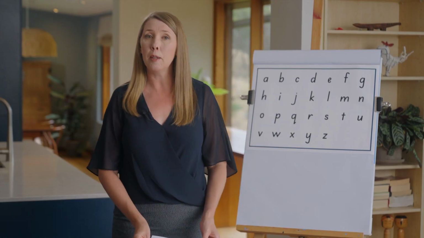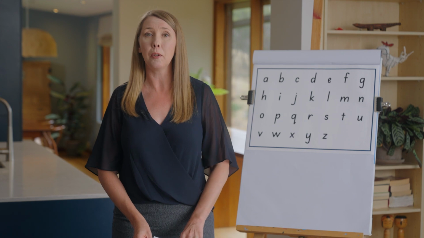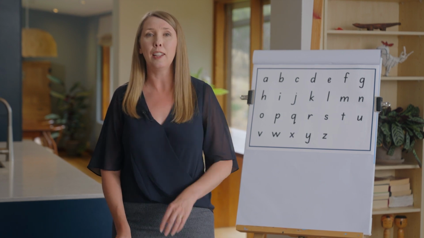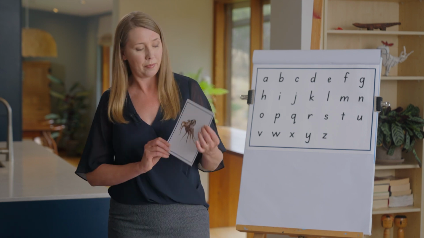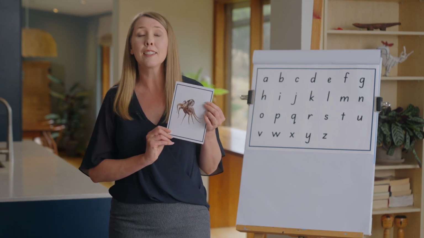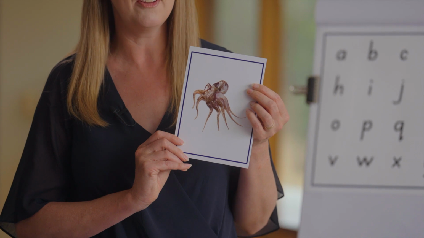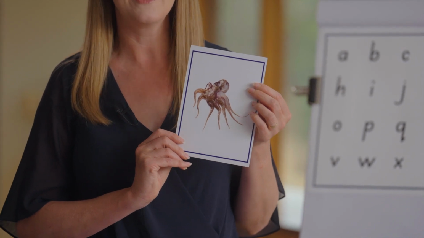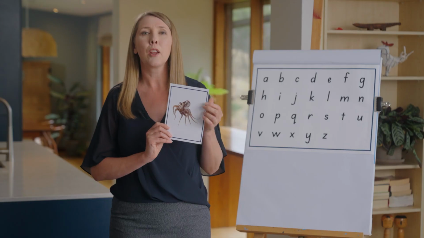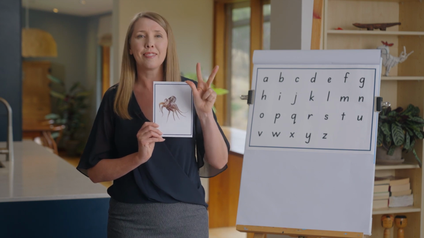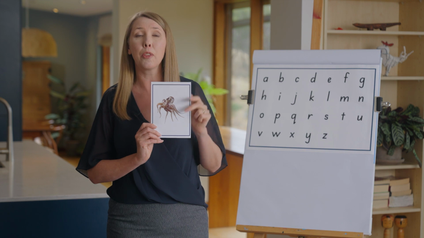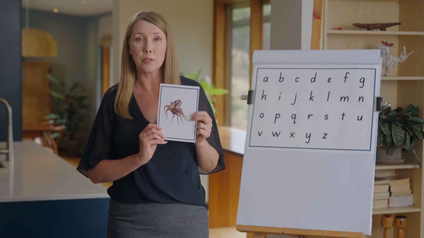Can you remember how to use zip lips to work out how many syllables are in a word? That's right, we keep our lips zipped as we're saying the word. Let's try it with these animal names. Our first one is octopus. What word? Octopus. Let's say octopus with zip lips. How many times did you use your voice? That's right, it was 3. So there are 3 syllables in the word octopus.